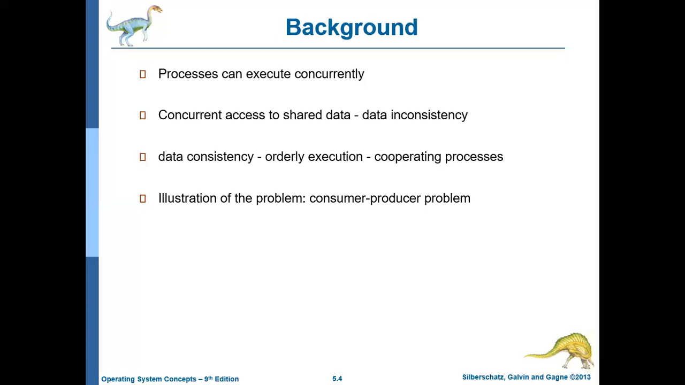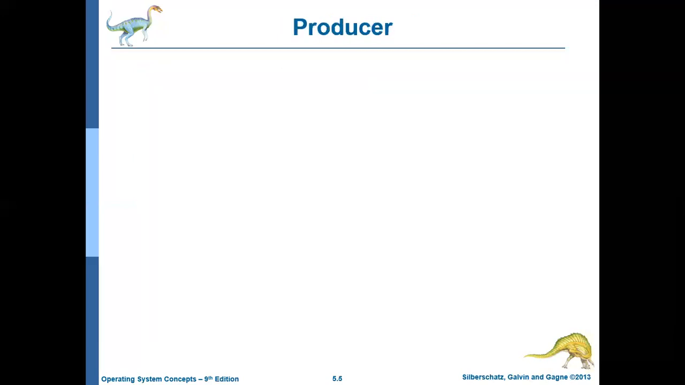We shall discuss this with an example. So let us consider a classical problem which is called the producer consumer problem. We will be discussing how data inconsistency occurs with the producer consumer problem.